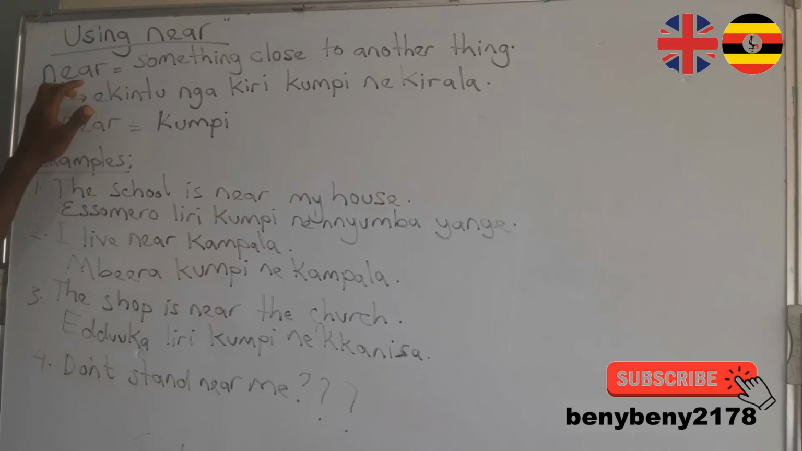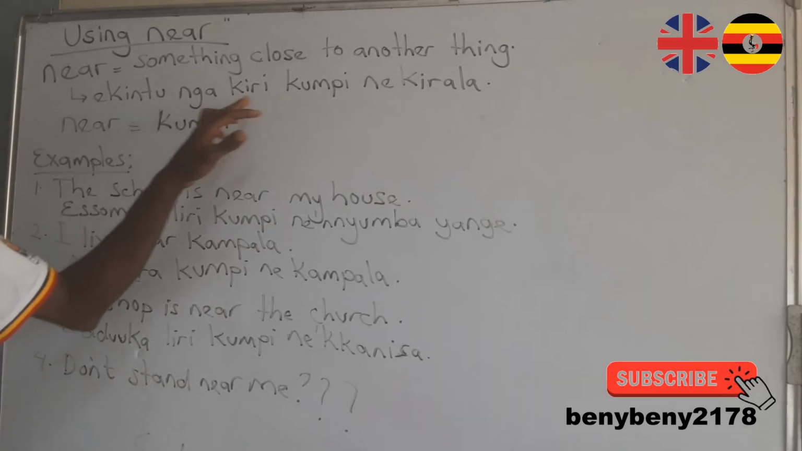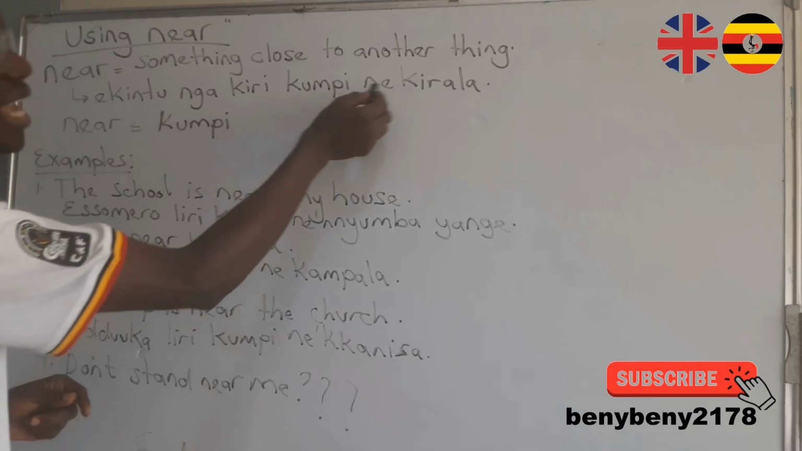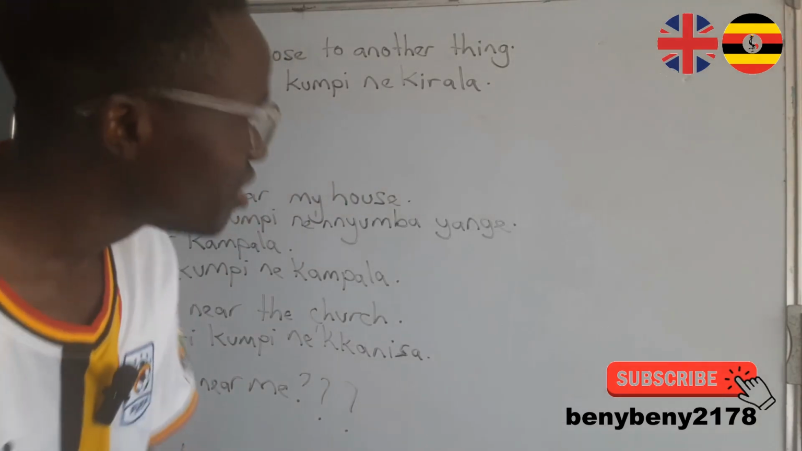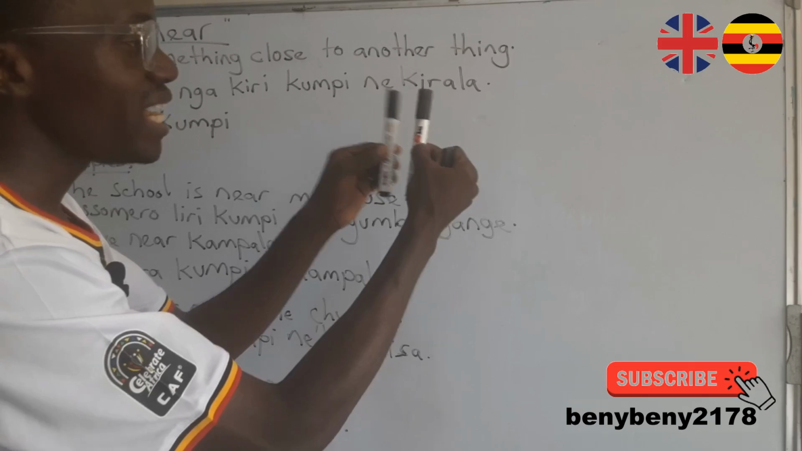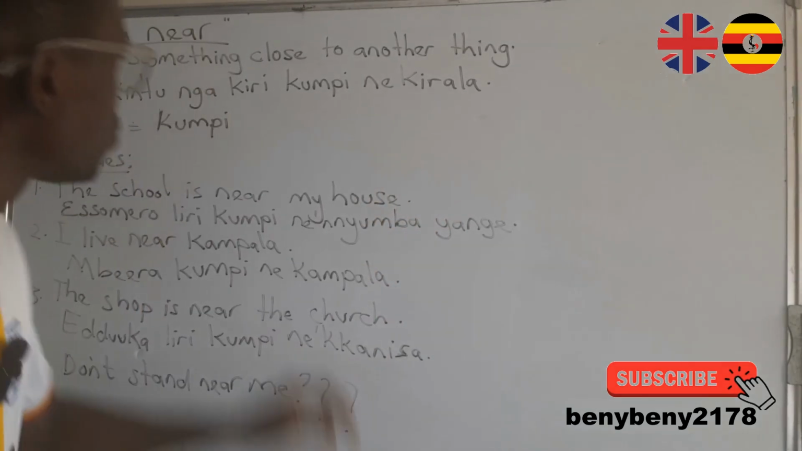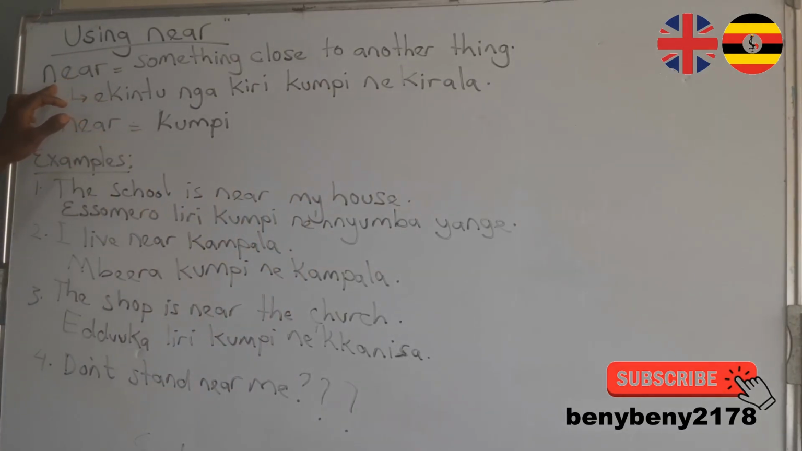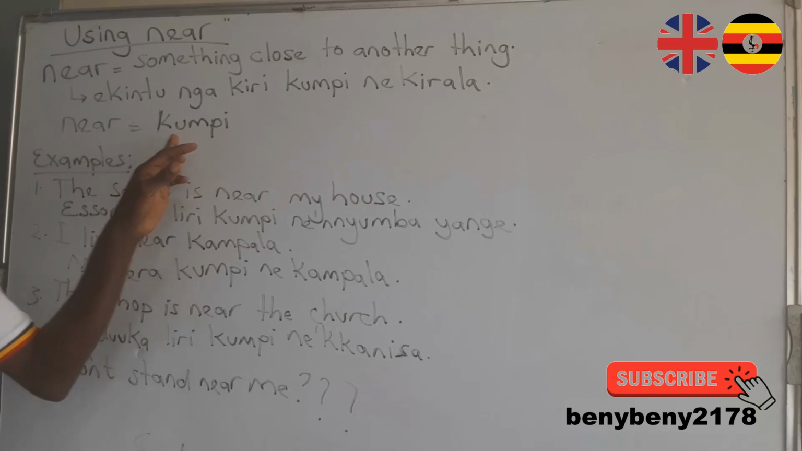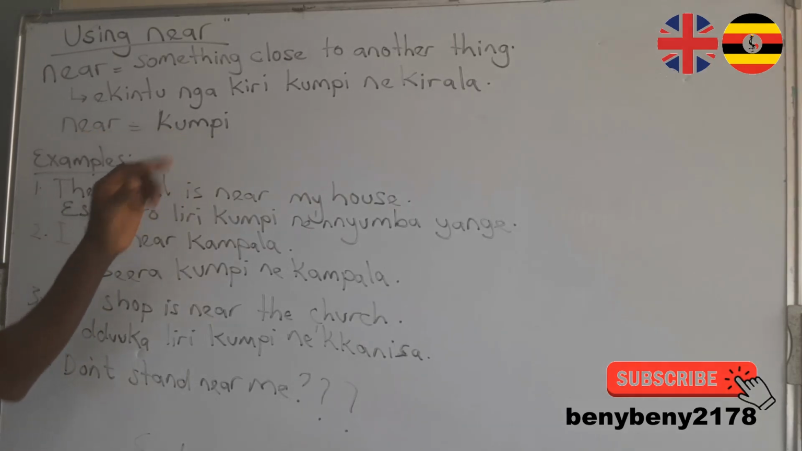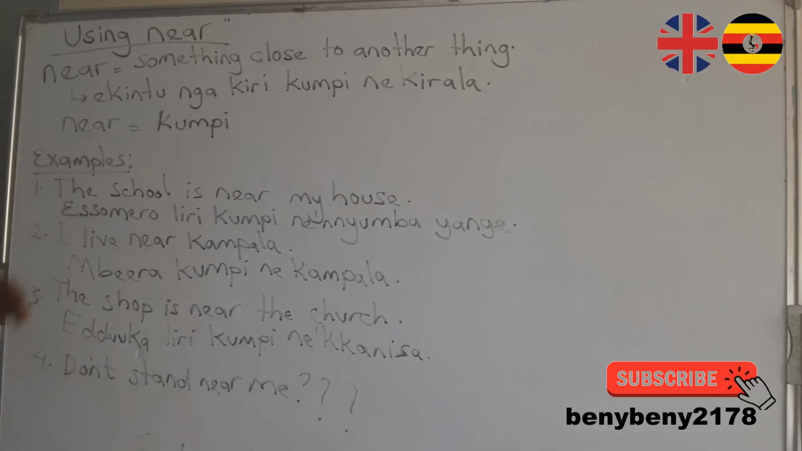Mu Luganda near kitegeeza ekintu nga kiri kumpi n'ekirala. One more time, ekintu nga kiri kumpi n'ekirala. For example, I put these two markers close. Okay, so they are near each other. So ekintu nga kiri kumpi n'ekirala. Muluzungu tukozesa akagamba aka near. Is that okay? So near in Luganda can mean kumpi. Can you repeat that? Near, kumpi. Okay, near, kumpi. Excellent. Let's have a look at some examples.